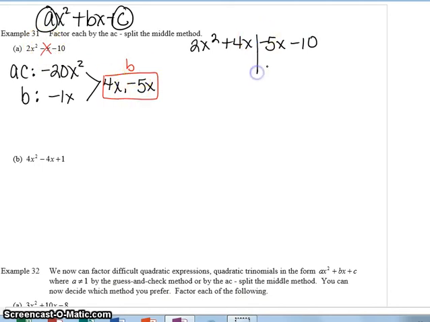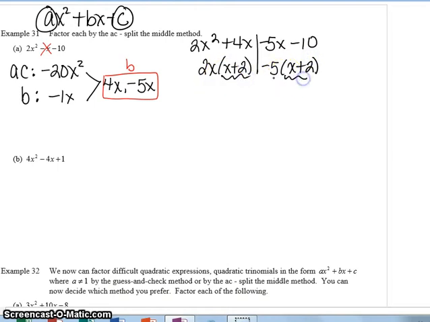Now we're going to split down the middle, and we're going to factor by grouping. So you're going to GCF both sides. So I'm going to divide out a 2x. I'm left with x plus 2. My goal is to get a matching binomial of x plus 2 on the other side. In order for me to do that, I have to divide out a negative 5. So negative 5x divided by negative 5, I'm going to be left with x plus 2.